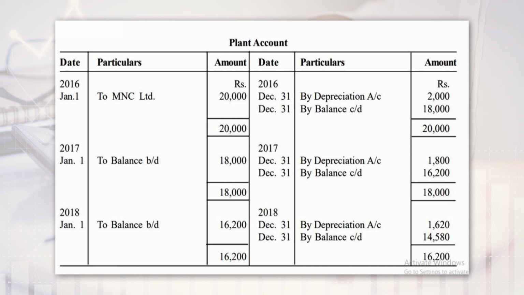This 18,000 will be brought forward in the beginning of the second year. Again depreciation 10% of 18,000, 1,800. By balance carried down 16,200. So the total is 18,000. This balance carried down will be brought forward in the beginning of the third year, to balance brought forward 16,200. Here by depreciation at the rate of 10% on 16,200, it is 1,620. By balance carried down, this is the balancing figure at the end of the third year. So the total is 16,200.